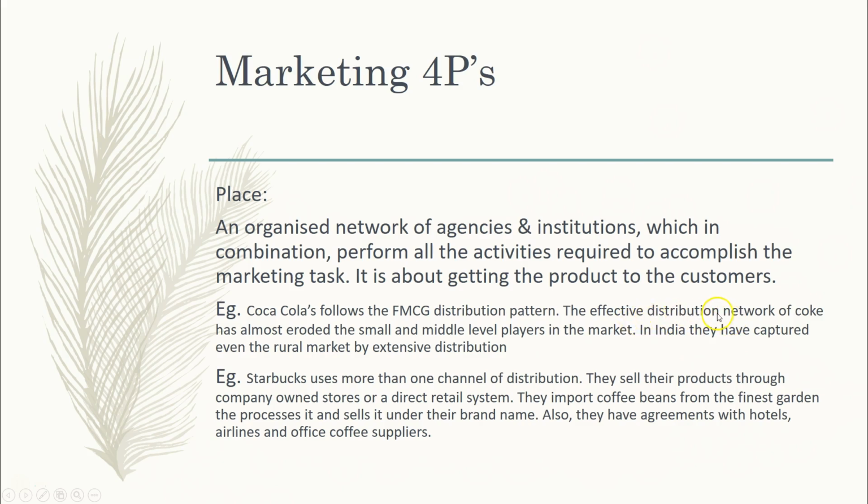And due to how widely they have distributed themselves, they actually almost eliminated all the small and middle-level players in the market. In fact, in India, they have captured even the rural market by extensive distribution into all these rural places. In Malaysia or in poorer countries, if you go into the rural areas, some of these kids cannot even write A, B, C, D. They don't even know their alphabets and words. But the moment you show them Coca-Cola's logo, they can tell you exactly what Coca-Cola is. That is how effective their distribution and marketing has been.